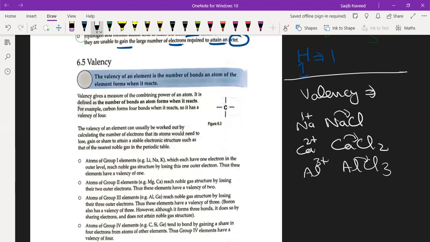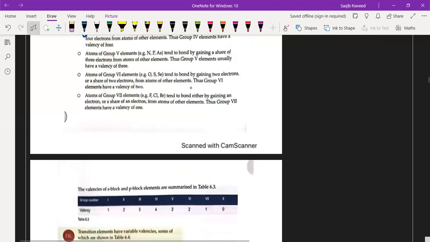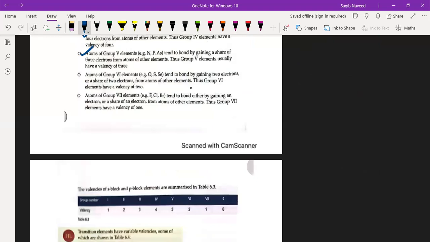For example, atom of group 1. Atom of group 1 elements would have what valency? +1. And atom of group 2, which includes magnesium, calcium, would have valency 2. Atom of group 3 would have 3. Atom of group 4 would have 4. Got the point? Similarly, atom of group 5 could have 2 options. Usually it would have 3, but in some cases it can have 5 as well. Do you agree with this?